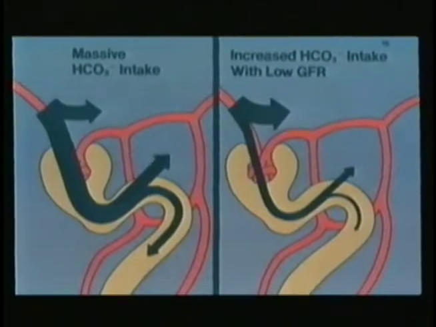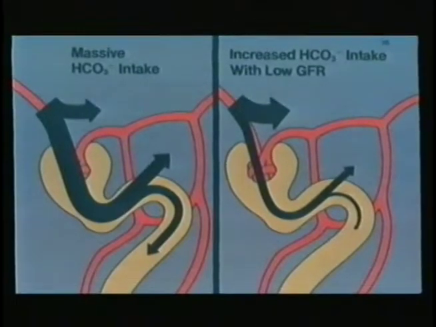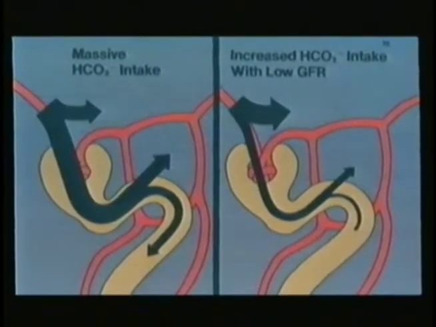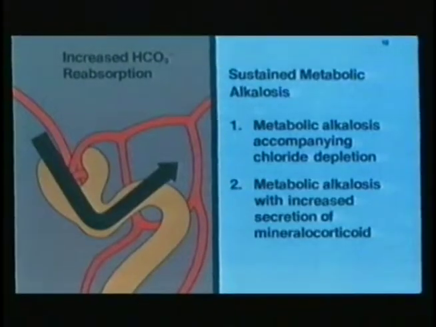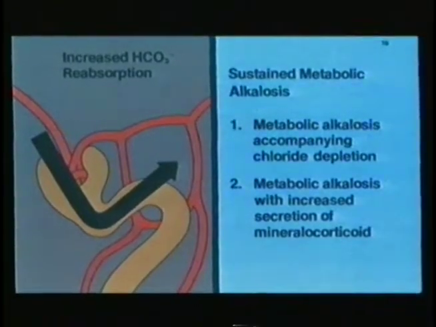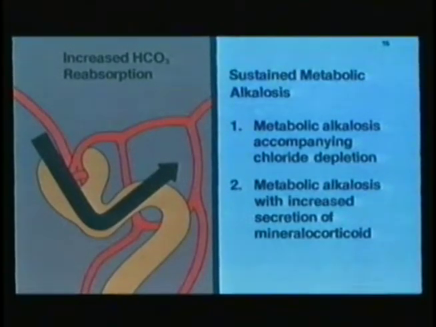15. Because bicarbonate ion excretion is so efficient, metabolic alkalosis does not usually result from an increase in bicarbonate ion intake alone, except in circumstances where bicarbonate ion intake is extremely massive or glomerular filtration rate is substantially diminished. 16. Rather, sustained metabolic alkalosis almost always requires the presence of an abnormality which causes increased bicarbonate reabsorption by the kidney.